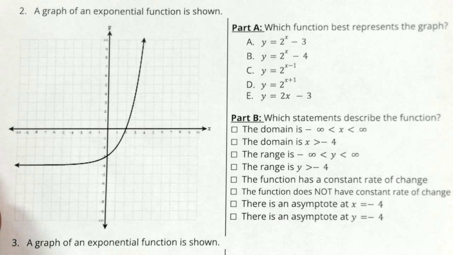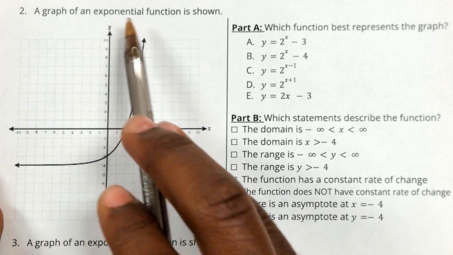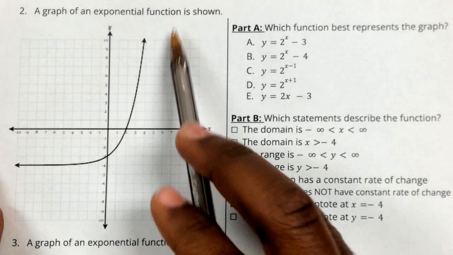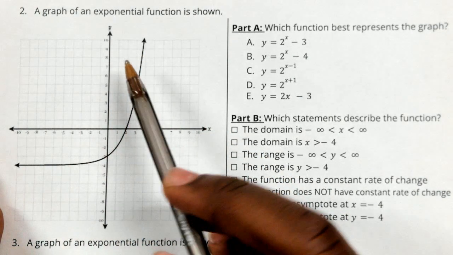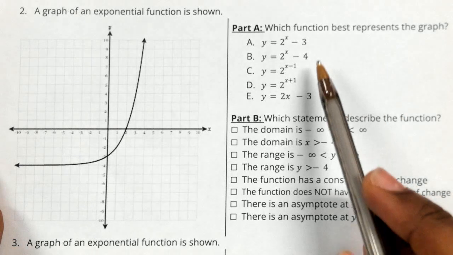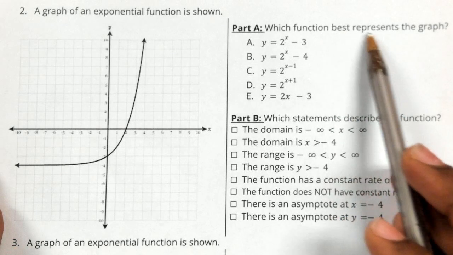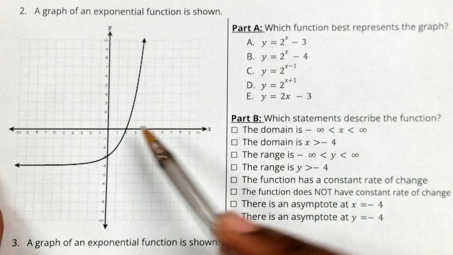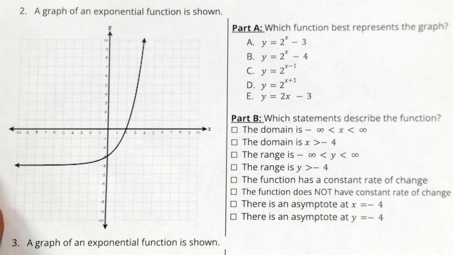Question number 2. The question says a graph of an exponential function is shown below. So this is the graph of that exponential function. It says, which function best represents this graph? So let's identify some key features of this graph that will help me to identify what this function would be.